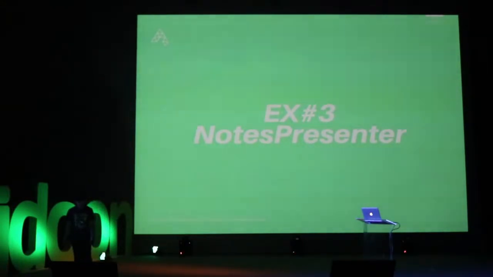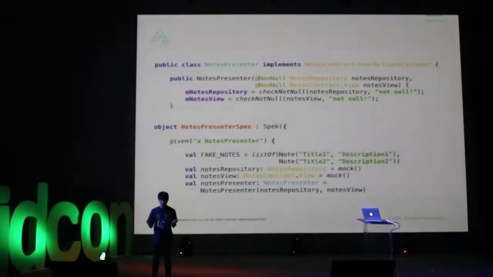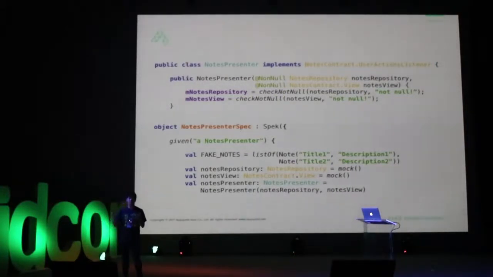To the next one, nodes presenter. This is the notes screen. Now let's have a look at our presenter first. You need to pass in a node repository and a nodes view. So the spec looks the same, and we do all the setup. We have our val fake nodes, which is a list of nodes. List is a global function in Kotlin that takes in a vararg, and it will create a list for you.